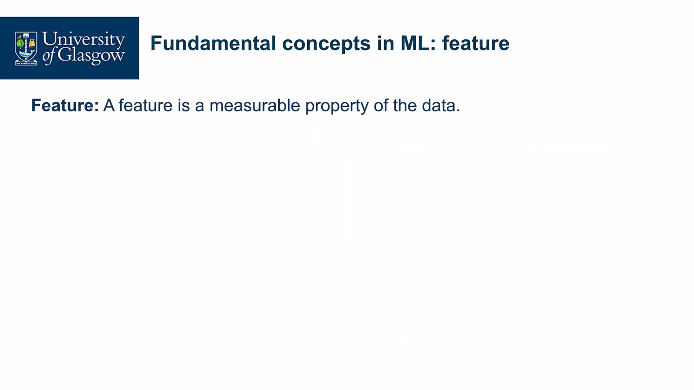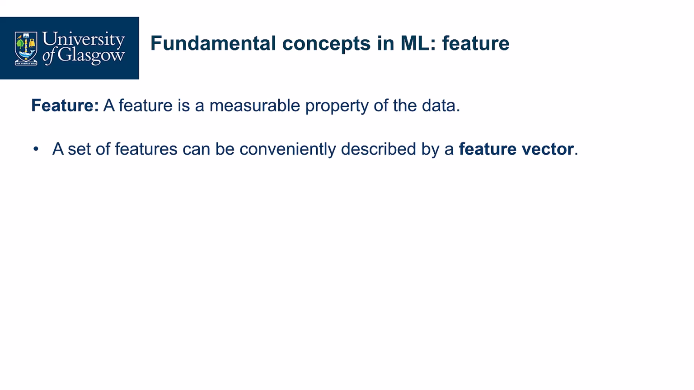For each sample of the data, another concept is a feature. A feature is a measurable property of the data. A set of features, more than one, we often call a feature vector. The feature vectors are indeed the input to the machine learning model to train it, right?